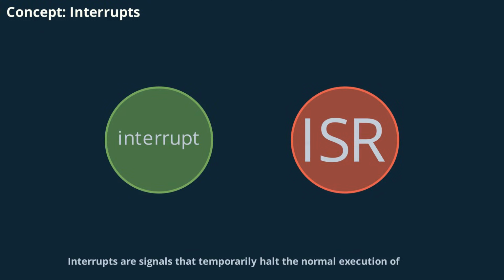Interrupts are signals that temporarily halt the normal execution of a program to allow the processor to respond to urgent events. This mechanism is crucial for real-time responsiveness in embedded systems. By mastering interrupts, developers can ensure their applications react promptly to hardware events, such as button presses or sensor readings, without missing critical data.